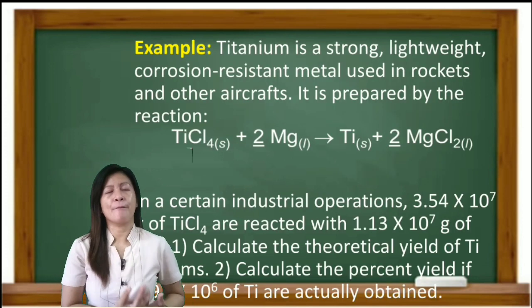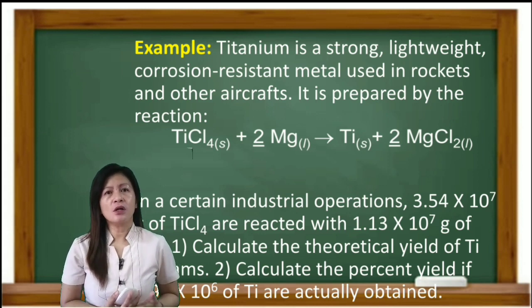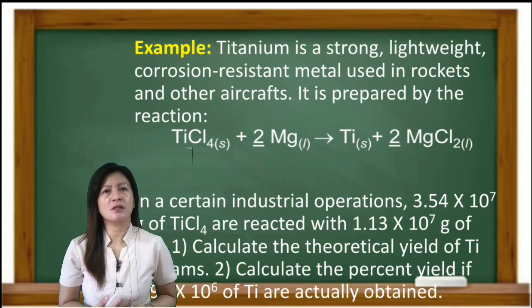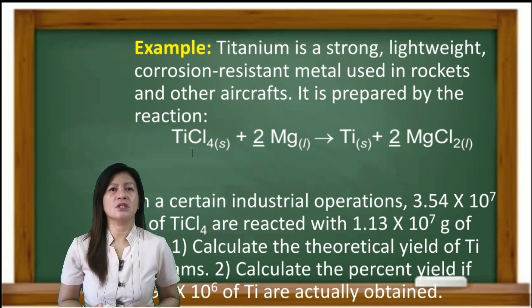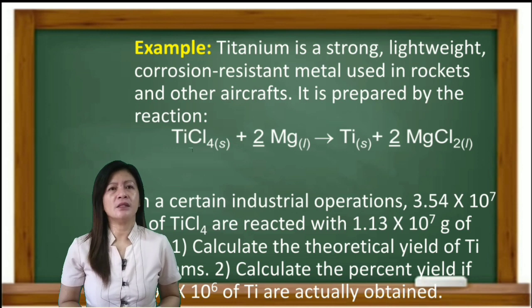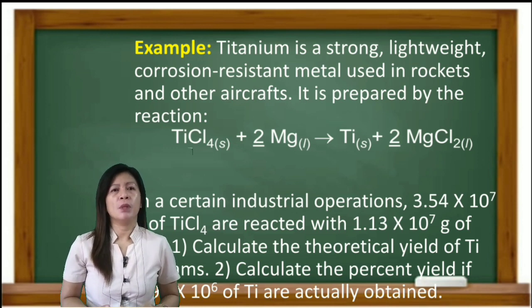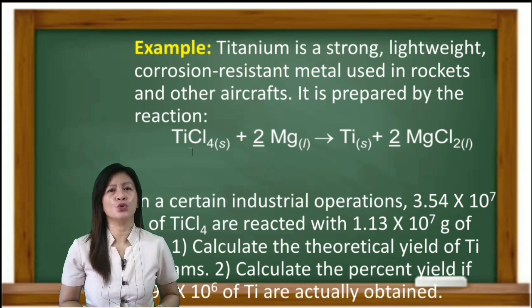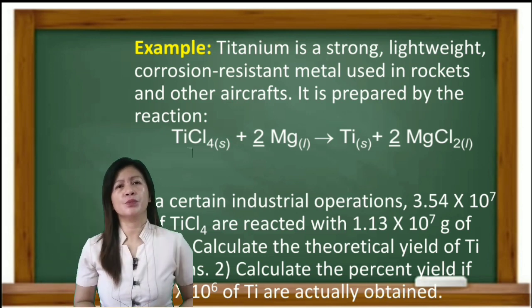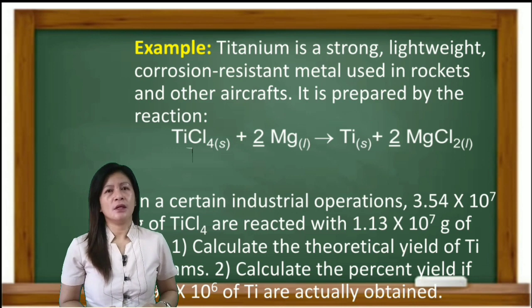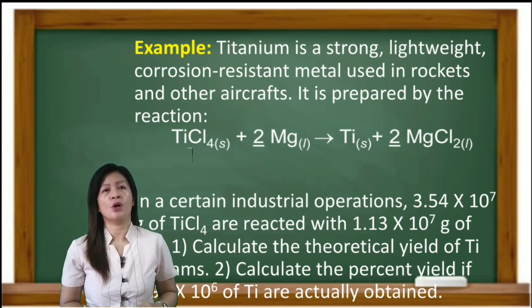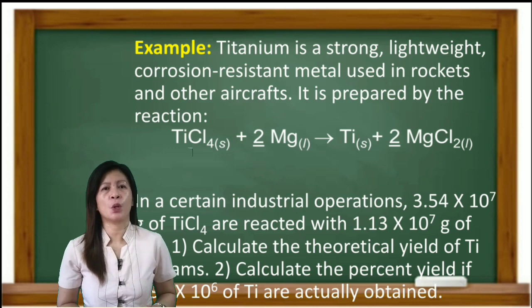Let's have this example. Titanium is a strong, lightweight, corrosion-resistant metal used in rockets and aircraft. It is prepared by the reaction titanium(IV) chloride plus 2 moles of magnesium produces 1 mole of titanium and 2 moles of magnesium chloride. In a certain industrial operation, 3.54 times 10 raised to 7 grams of titanium(IV) chloride are reacted with 1.13 times 10 raised to 7 grams of magnesium.